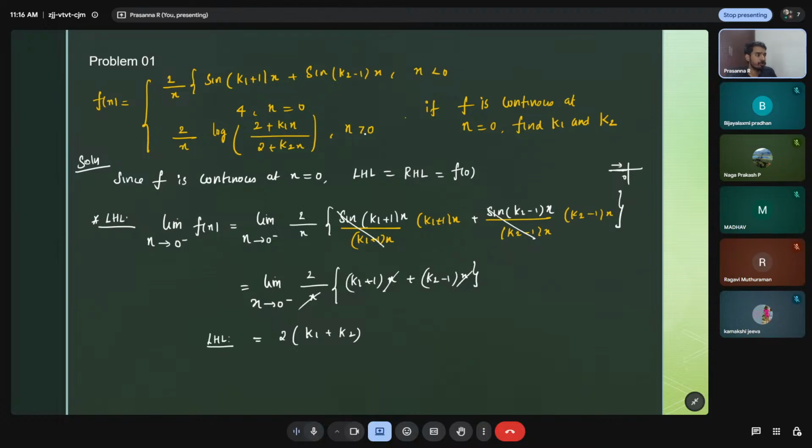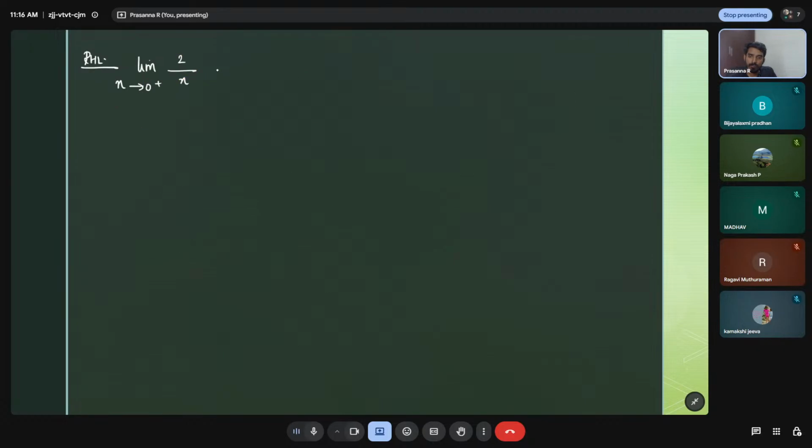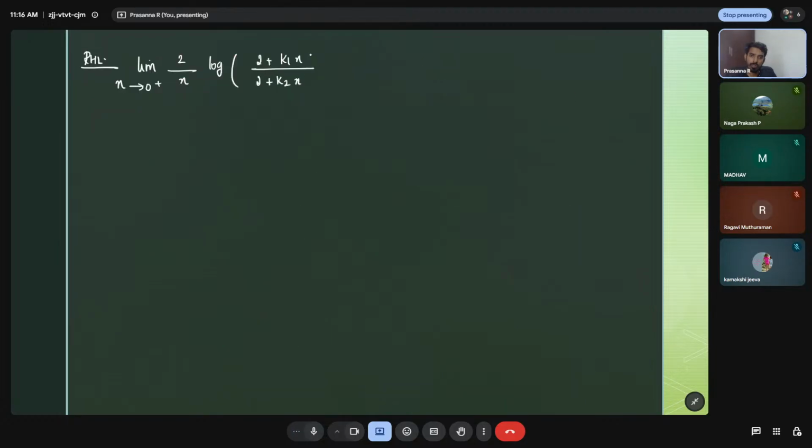Now we will find the RHL. For the RHL, I'm approaching 0 from the right. From the right, what is my function? This is my function when x is greater than 0, meaning 0.1 to the right of 0. So it is (2/x) log((2+k1x)/(2+k2x)). We know that the limit as x tends to a of log(1 + f of x) by f of x is equal to 1, provided f of x tends to 0 as x tends to a.